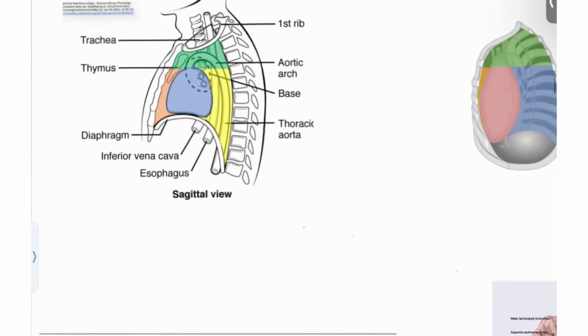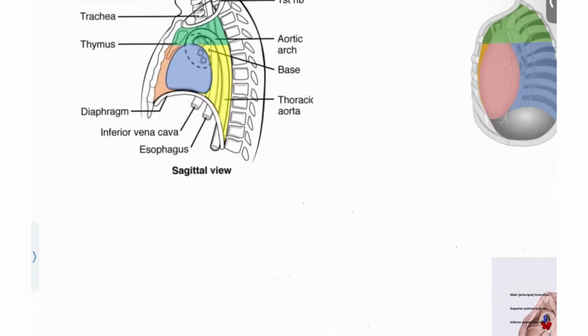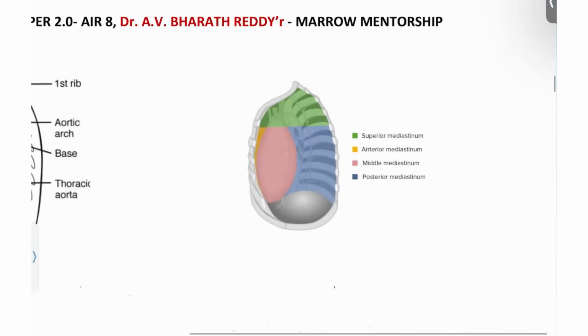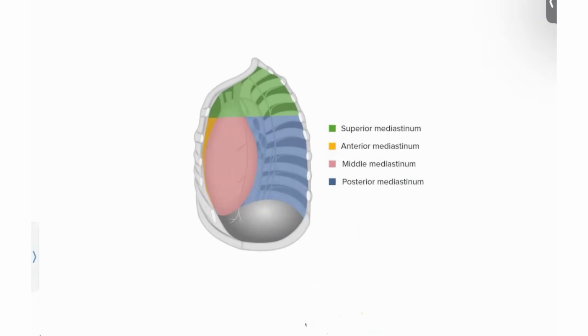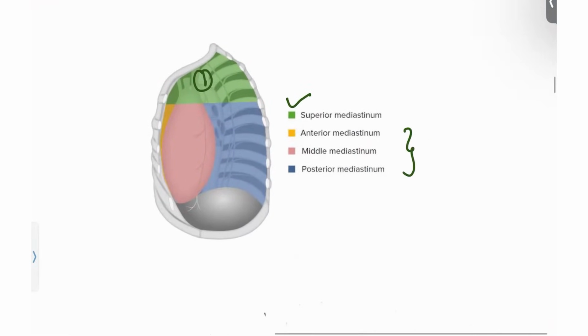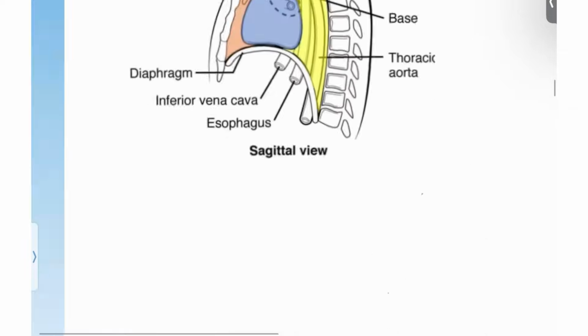Next one, moving on to the mediastinum. What are the structures present in the mediastinum? The first thing you have to remember is how the mediastinum is divided. There is a superior mediastinum and an inferior mediastinum. The anterior, middle and posterior parts all belong to the inferior mediastinum. So let's see what structures are present in these mediastinums.